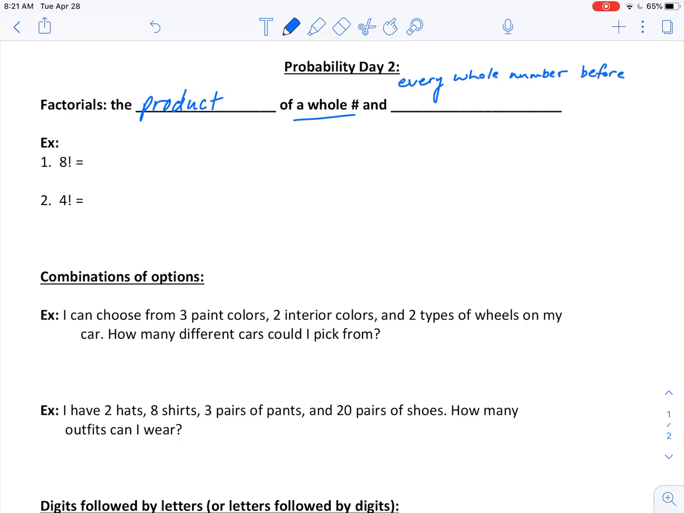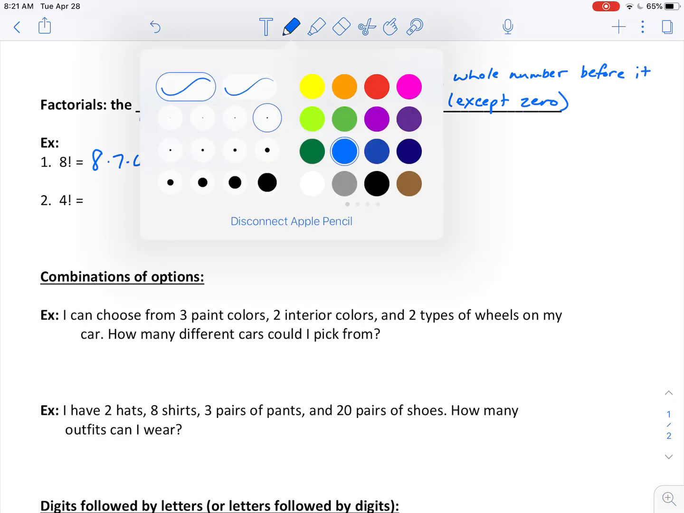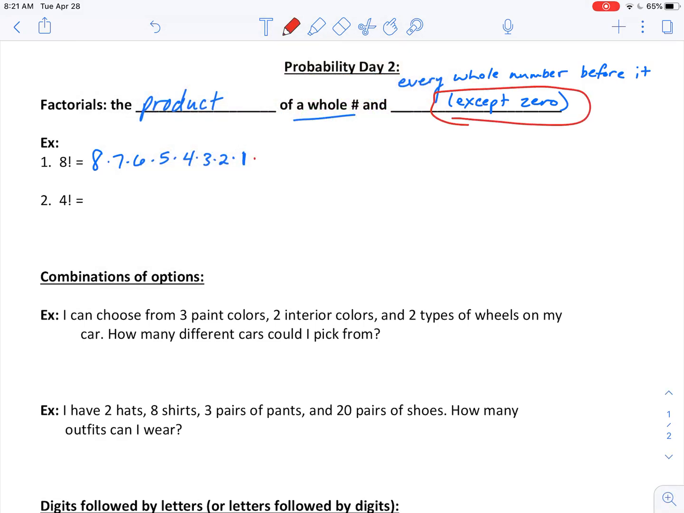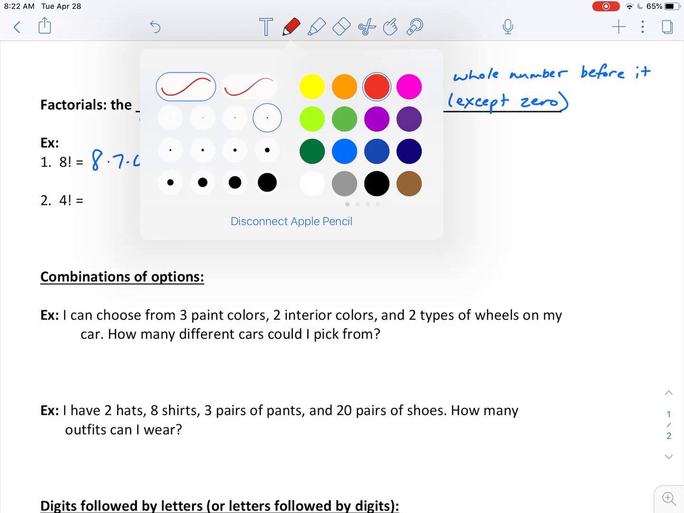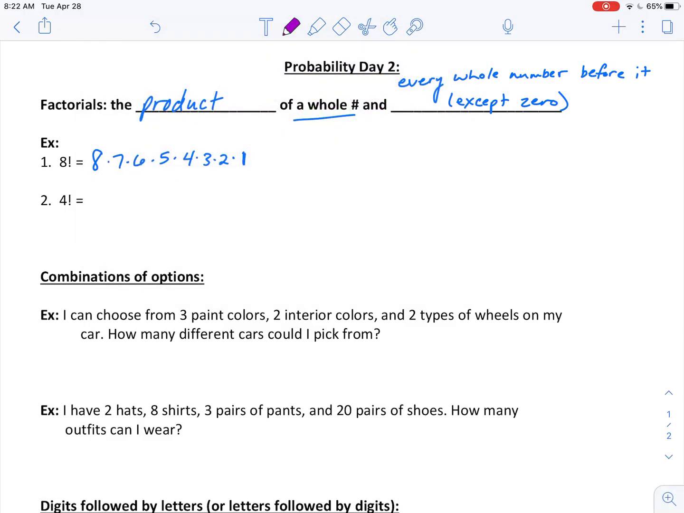And a factorial is the product of a whole number and every whole number before it, except 0. So for example, 8 factorial would be 8 times 7 times 6 times 5 times 4 times 3 times 2 times 1.